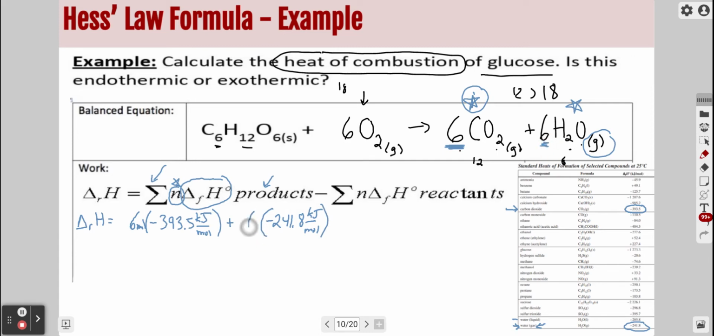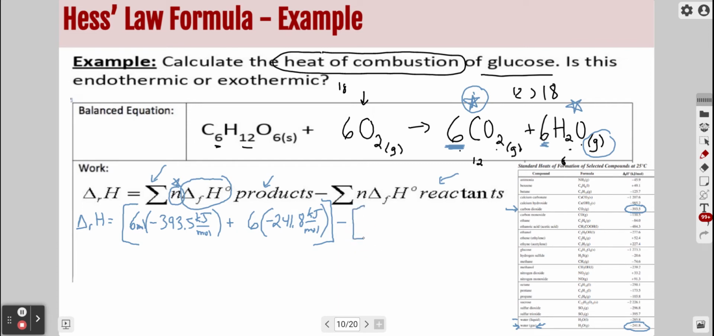There are 6. Okay, so I'm going to put all that in a big bracket because we have to do all that first before we do the reactants half. So we're going to figure out the products' value and then the reactants' value, and then subtract them after we've gotten both.